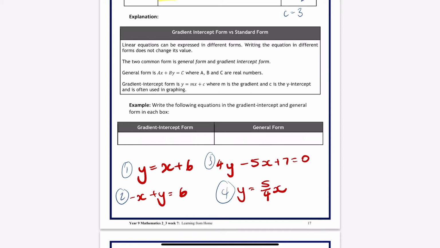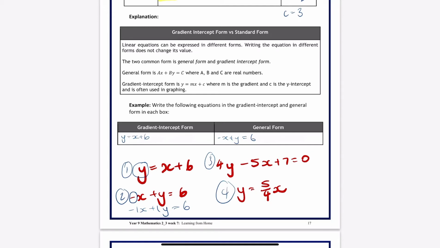This is in gradient intercept form because y is the subject. That's probably the easiest way to do it. If y is the subject, it is gradient intercept form. Our next one, number 2, is minus x plus y equals 6. The coefficient of x is minus 1, and there's 1y, equals 6. So this is in general form. Minus x plus y equals 6.